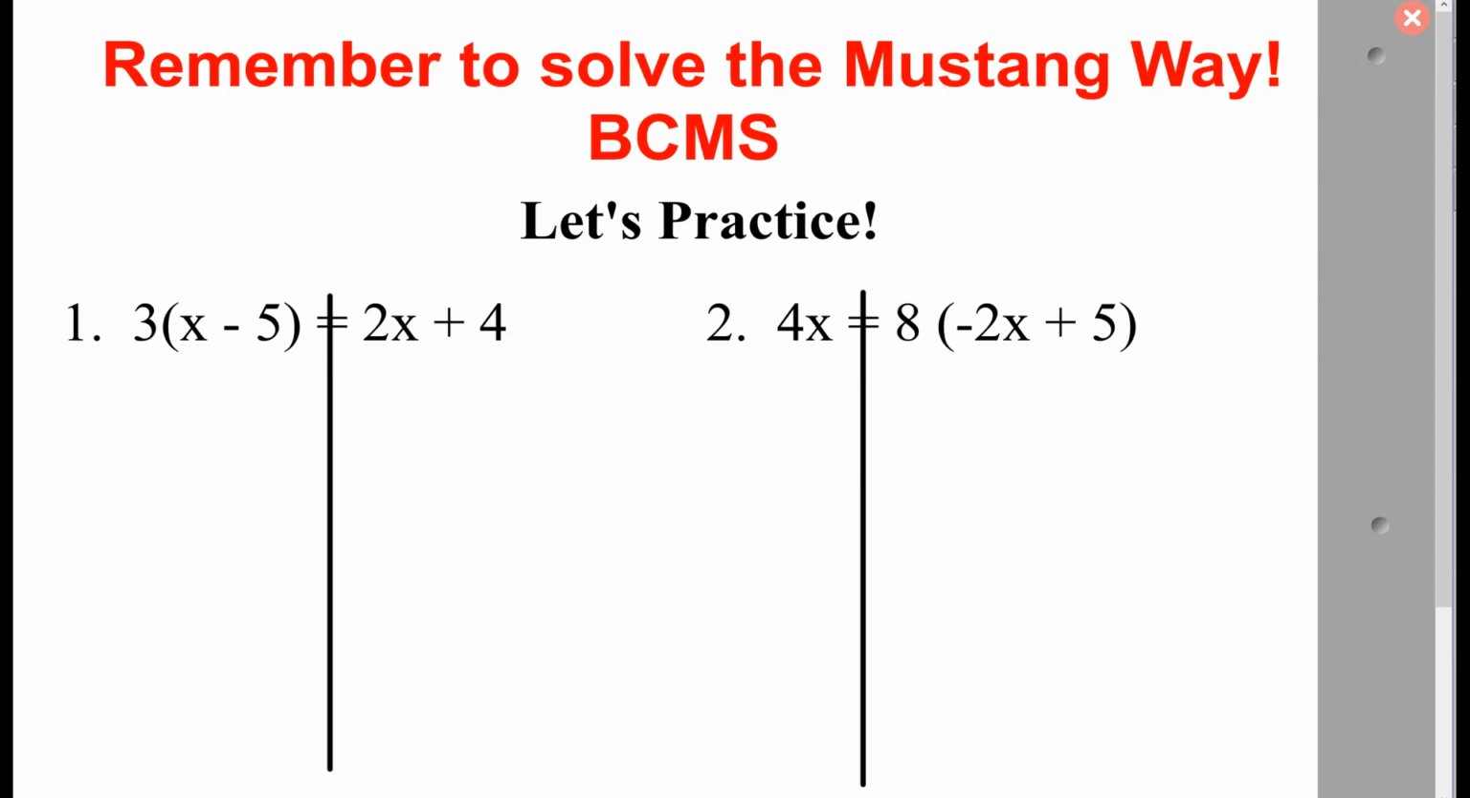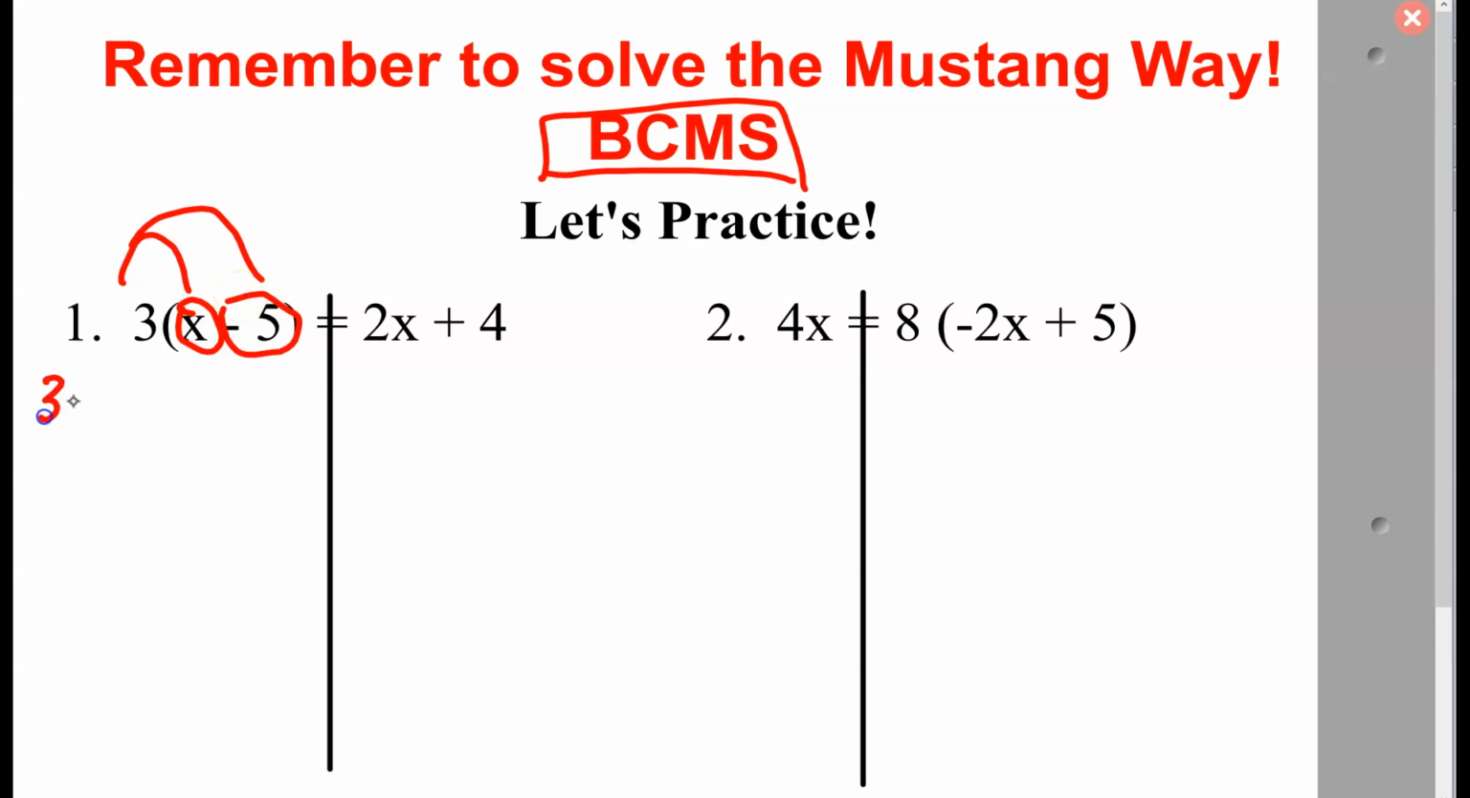So here's what we're thinking, right? If we're going to use our BCMS way, our Mustang way of solving equations, the first thing that we want to do is begin with B, parentheses, right? So in this first equation, we actually do have a parentheses part, and we did this a lot yesterday in class, right? We thought about distributive property. We multiplied whatever's on the outside by whatever's on the inside.